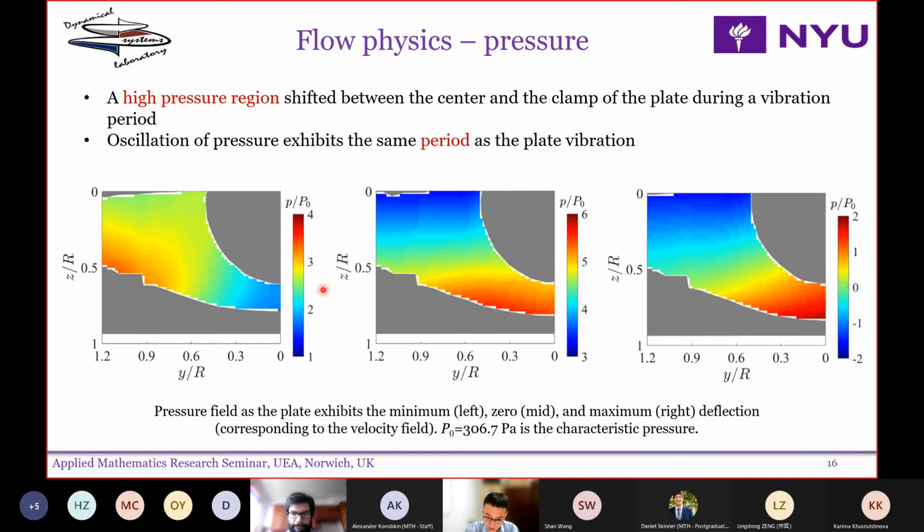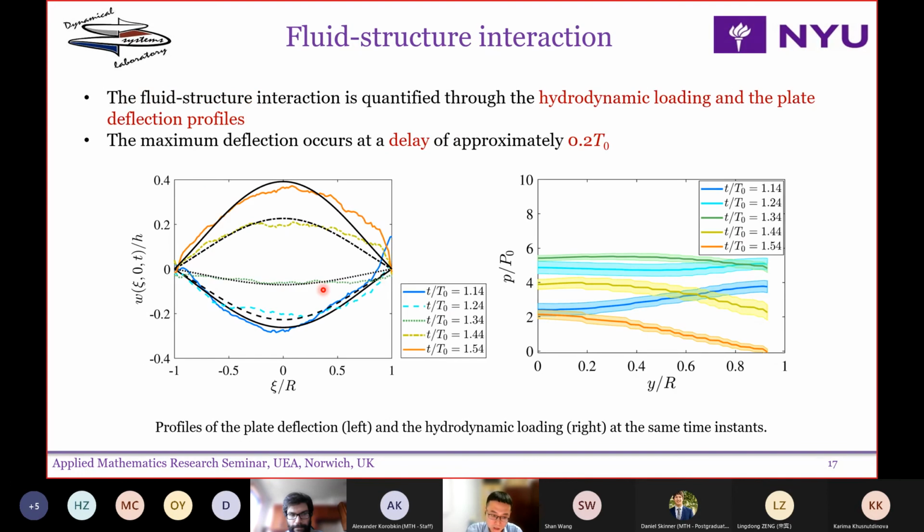In order to understand the interaction, what we can do is plot the two physics. We can plot the panel deflection and the velocity or pressure field, and then compare what their relationship and interaction is. For example, here I'm showing the plate deflection at 5 different time instances over half of the vibration period. On the right, I'm showing the pressure distribution, actually the pressure loading on the plate computed from the PIV measurement, shown at the exact same time instances.